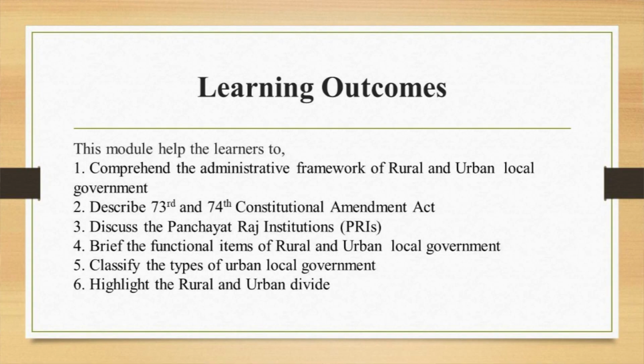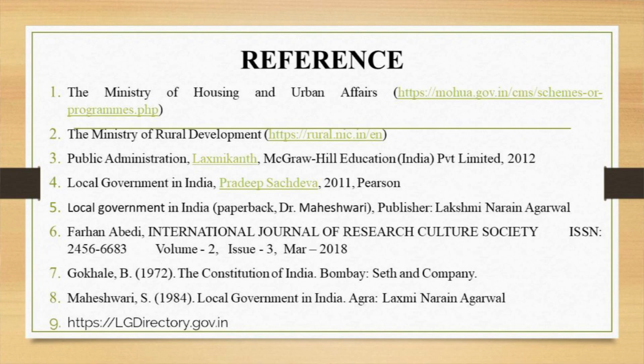To summarize, in today's session we have learned about the administrative framework of rural and urban local government. We have also learned about the 73rd and 74th Constitutional Amendment Acts and their provisions, which led to the establishment of Panchayati Raj institutions and municipalities. And we have also learned about the Panchayati Raj institutions and their functions for rural local governance. We had also learned about the functional items of rural and urban local government, and we had also classified the different types of urban local government in India, highlighting the rural and urban divide as the last part of our presentation. Thank you, students.